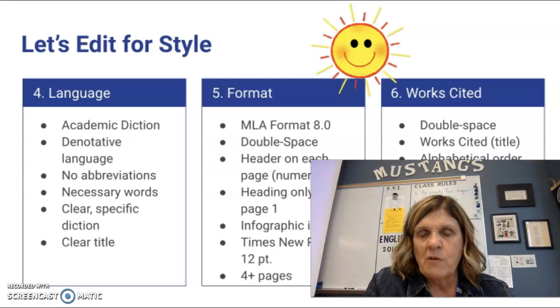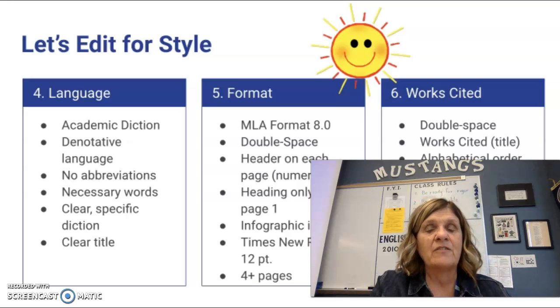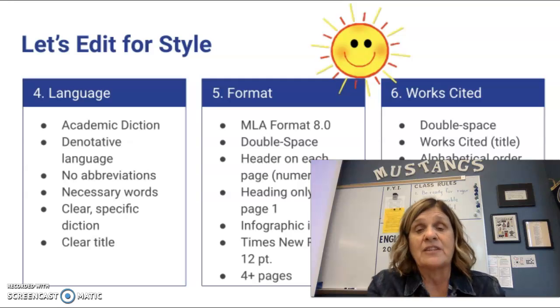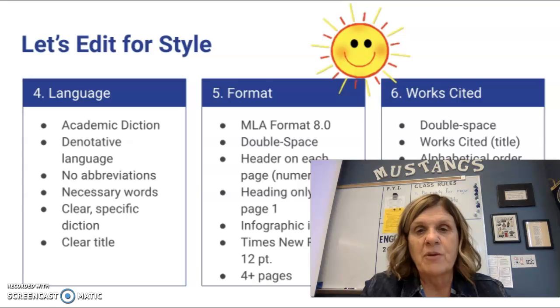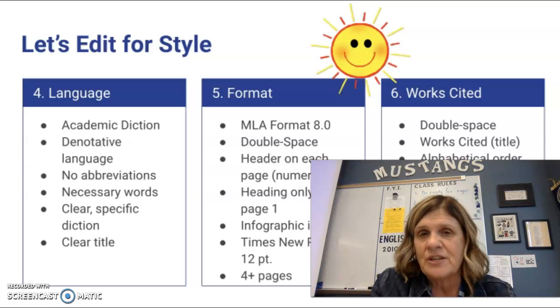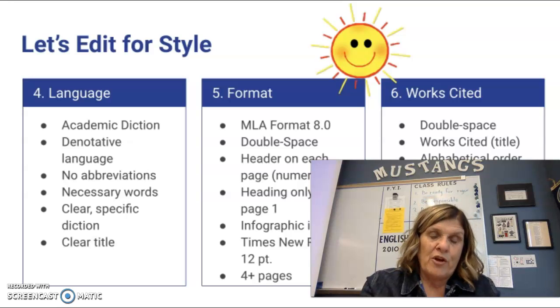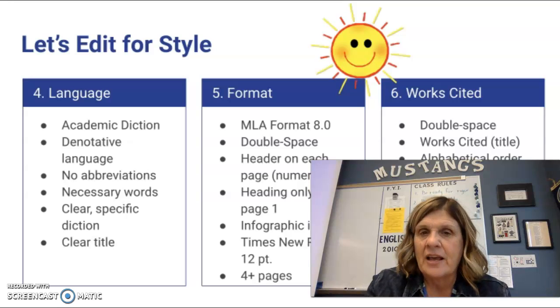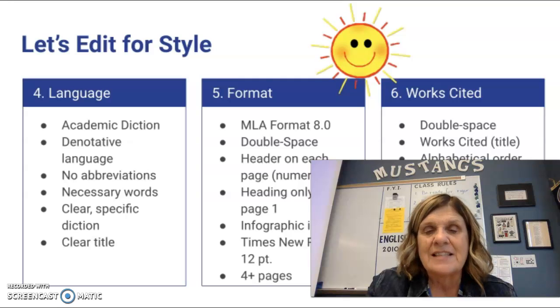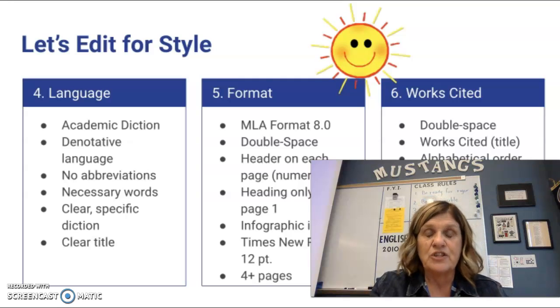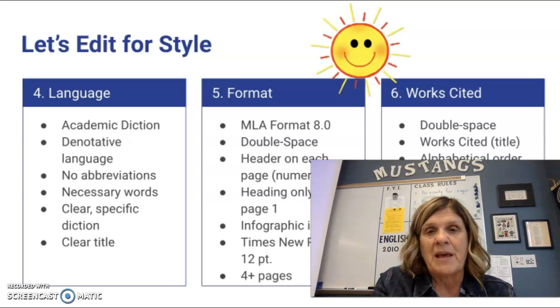Number 5 is the format. Remember, we are following MLA 8.0. I've given you some documents earlier in this unit on what it should look like. Remember, your header should be on every page. That's your last name with the page number, but your heading should only be on the first page. Remember, there are 4 lines of your heading: your name, my name, your class and section, and then the due date, which is 3 May 2021.